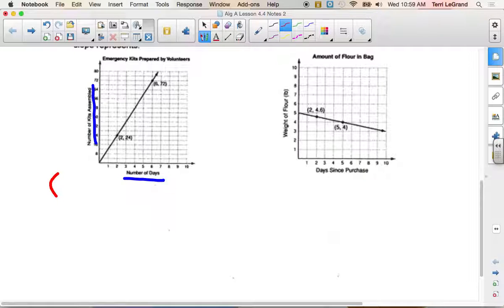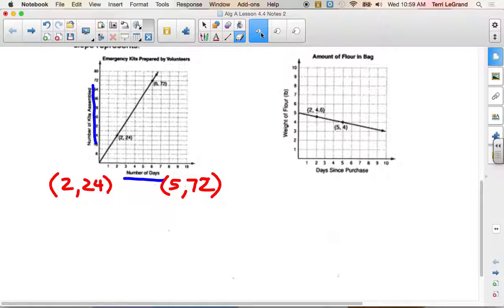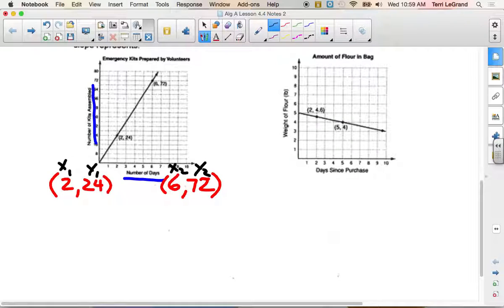Let's see. How about we have the bottom one be first this time? 24. And the other one is 72. Okay, sorry, this is so tiny, it's really hard to read up here. Okay, so now we're going to let this one be our x sub 1, y sub 1. This one's going to be our x sub 2, y sub 2. And we're going to substitute it into that full formula we wrote in the upper right-hand corner of our notes.